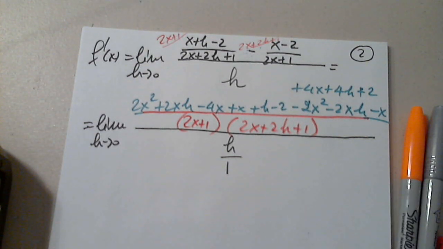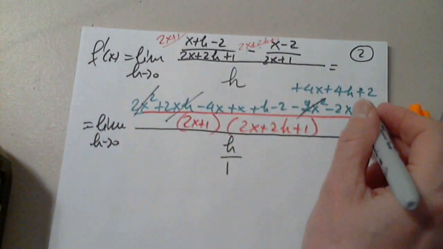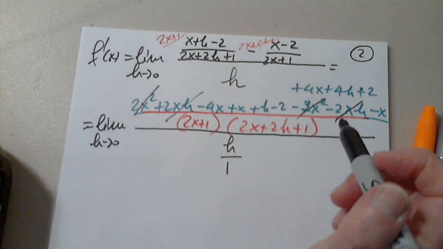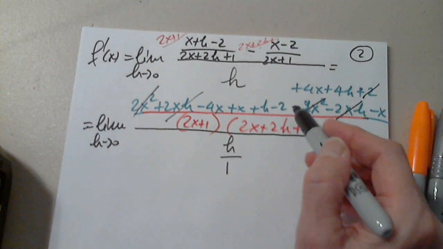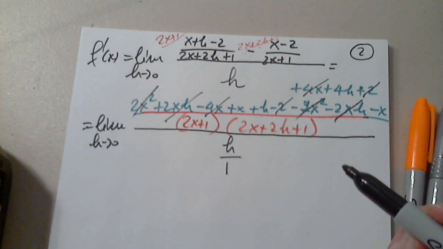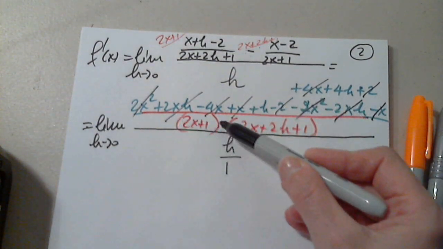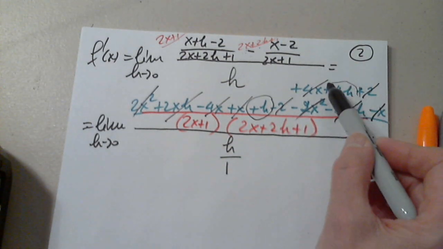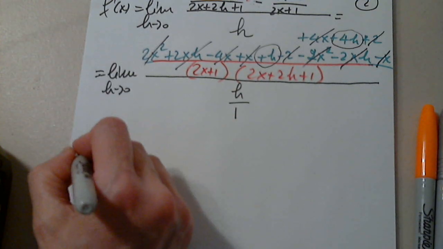So 2x squared with negative 2x squared. 2xh with negative 2xh. Even some terms with h, fine. But all terms without h must go away. Good. Let's see. Positive 2 with negative 2. Positive 4x with negative 4x. Positive x with negative x. So from all these terms, I'm left with positive h and positive 4h. That's it. There is nothing else at the top.